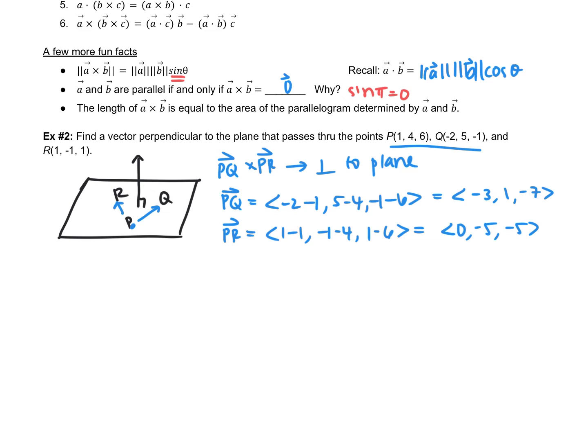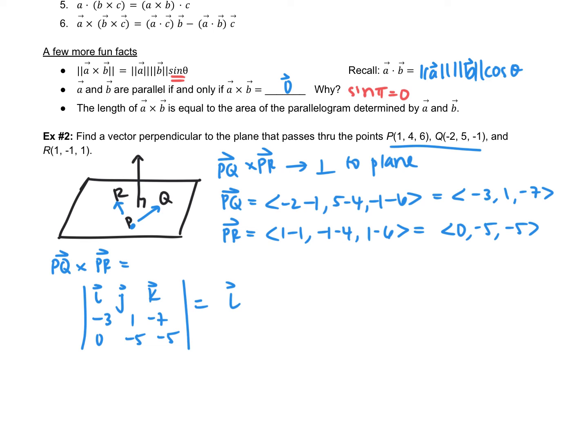Okay, so I have my two vectors that make up the plane, but now I want a vector perpendicular to that plane. So what I'm going to do is I'm going to cross them. I'm going to take PQ, and I'm going to cross PR. So that's going to be I, J, K, -3, 1, -7, 0, -5, -5.